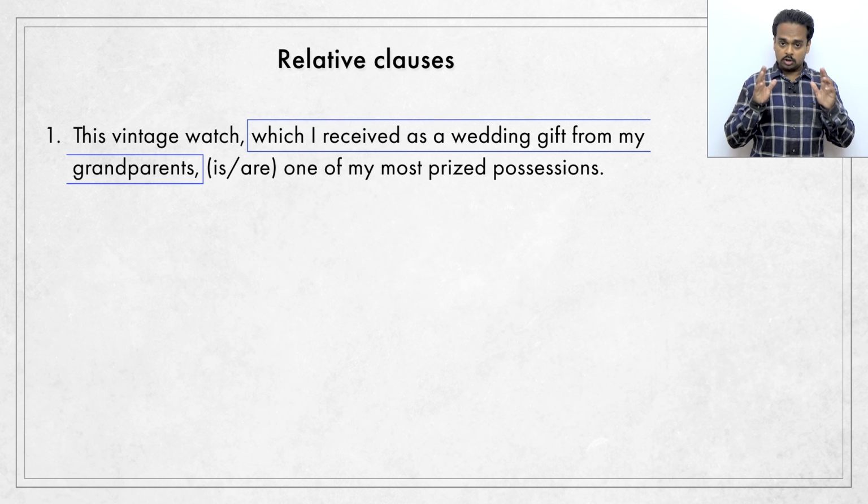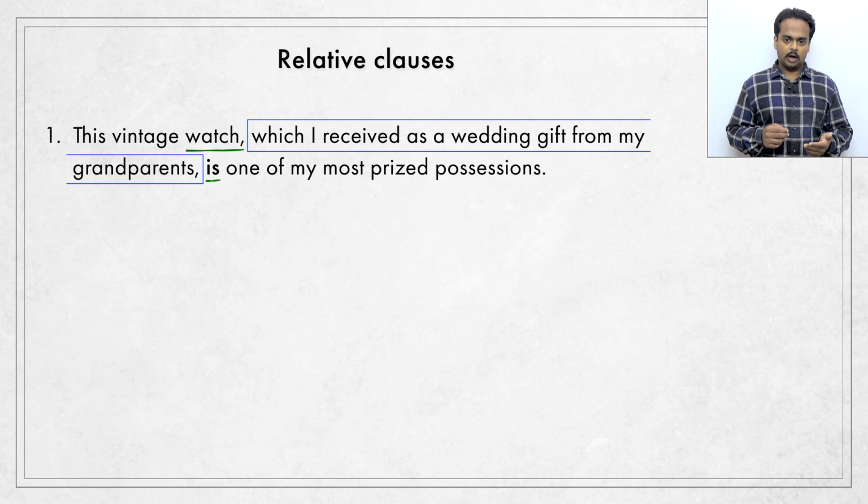So in fact, this whole clause acts like an adjective. For this reason, it's called an adjective clause. More commonly, it's referred to as a relative clause. So that means the real subject is watch. Grandparents is not the subject. The word watch is a singular noun, so this vintage watch, which I received as a wedding gift from my grandparents, is one of my most prized possessions. The verb is agrees with the subject, watch. Relative clauses usually start with words like who, which, that, where, or when. These words are called relative pronouns.